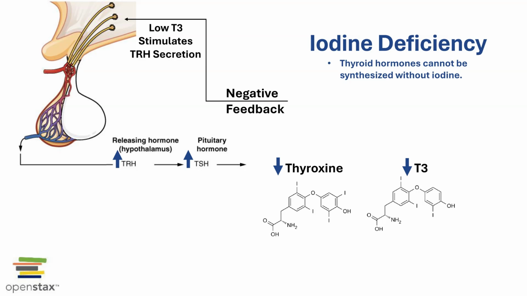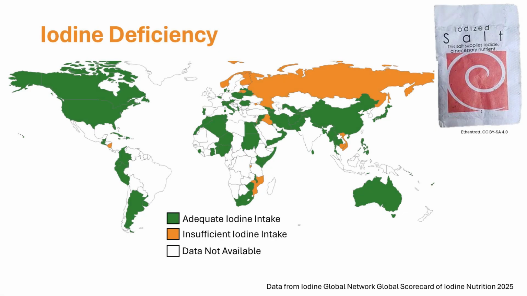Negative feedback is reduced in this condition. This results in increased TRH and TSH production. A goiter may develop in hypothyroidism due to excess TSH stimulation. Low urinary iodine levels can help diagnose deficiency. Iodized salt has greatly reduced the prevalence of severe deficiency. However, mild iodine insufficiency remains common and clinically important in many parts of the world.